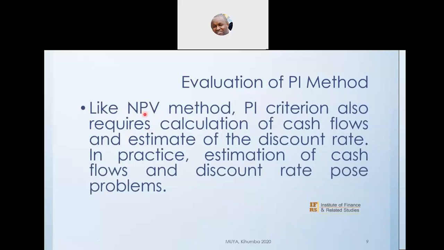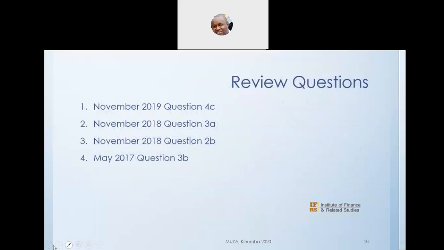It has a problem of estimating the discounting rate. The discounting rate is usually the cost of capital, but how do you determine the discounting rate? That becomes a problem.